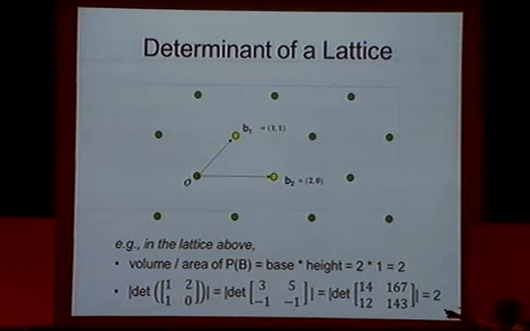Now let me compute the determinant of this basis matrix 1, 1, 2, 0. What do you get? The determinant is minus 2. In fact, the absolute value is 2. So the determinant is equal to the volume of the parallelepiped. In fact, if you take any other basis, let's say 3, 5, minus 1, minus 1, 3, 1, 3 minus 1, 5, 5 minus 1, compute the determinant, I get the same number.